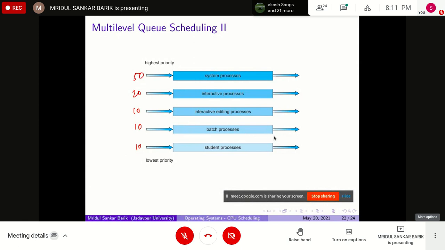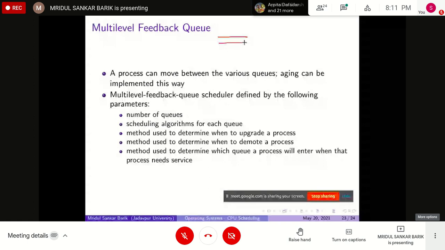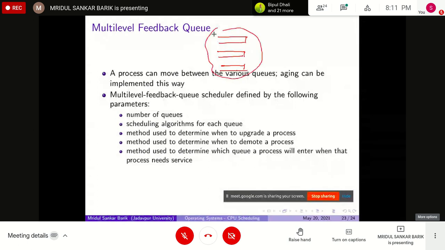For example, multi-level feedback queue. In this case, a process can move between various queues. So we have multiple queues, but whenever processes enter the ready state, they are assigned a fixed queue, either the first queue or the second queue. But in this case, the feedback queue, a process can move between the various queues. Aging can be implemented this way, right?